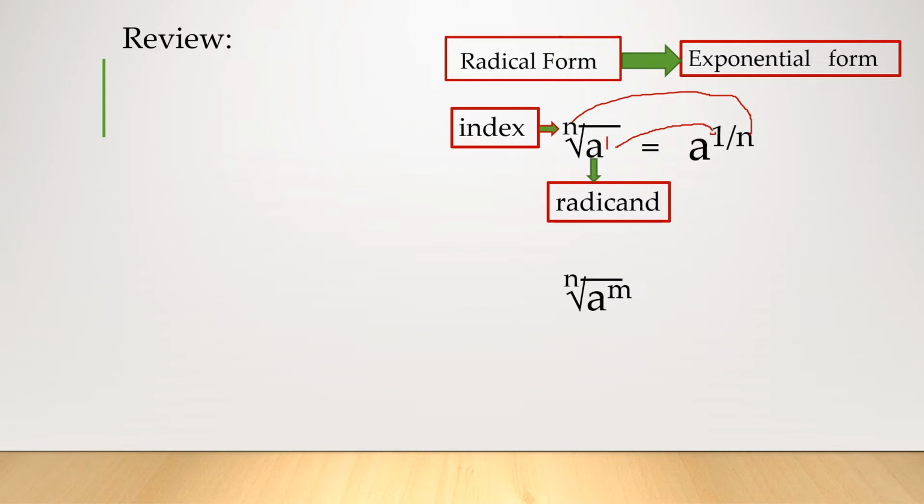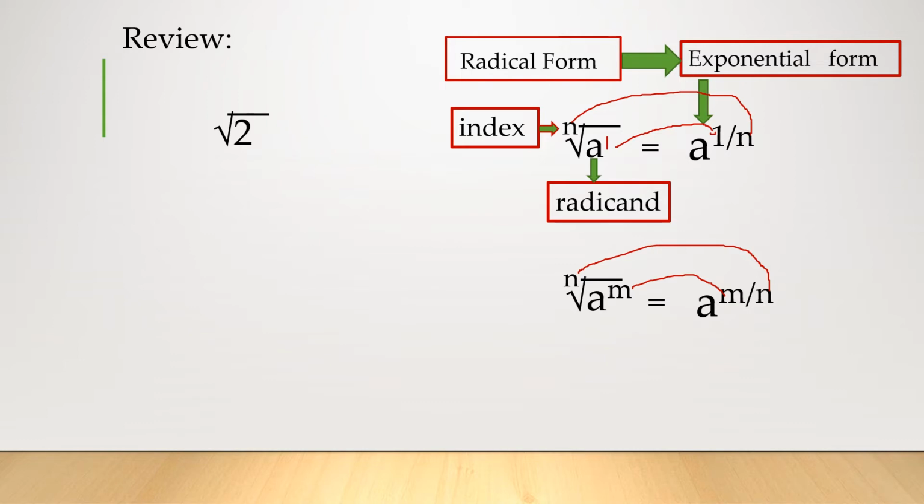Okay, now, that is now the exponential form. If we have this given now, which means that the exponent of a here is no longer 1, we can write this as a raised to m over n. So still, the n here, or the index, is still the denominator and the exponent here is the numerator of the exponent. Now, let's have an example on how to rewrite.